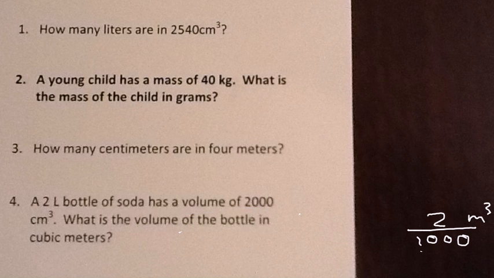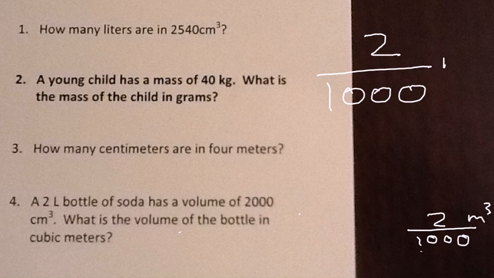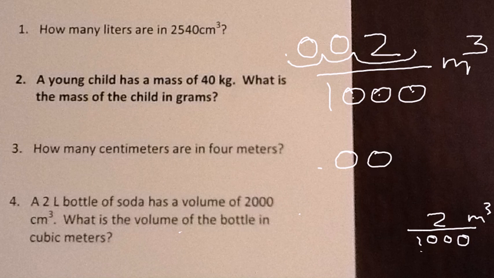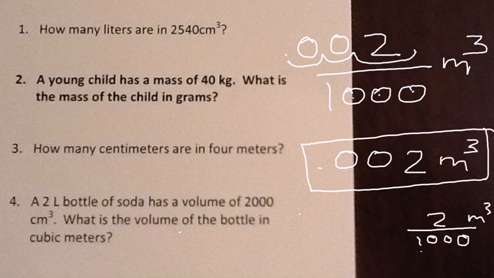So after erasing this, let me write this on the top, 2 over 1000 cubic meters, and here we're going to count the amount of zeros, 1, 2, 3, and we just move the decimal point, 1, 2, 3, and we find our answer, 0.002 cubic meters, and that is the answer.